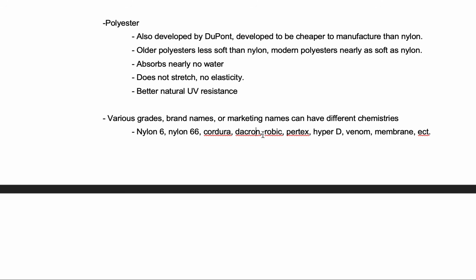Some of these, like Pertex for instance, or Cordura, is like a trademarked and patented combination of the whole manufacturing process of that fabric. Everything from the type of nylon or polyester, or basically the type of plastic that's used to make the fibers, to how those fibers are woven, or how those fibers are twisted into yarns, to how those yarns are then woven into a fabric, to how that fabric is then finished. That whole process is wrapped up into a name like Cordura.